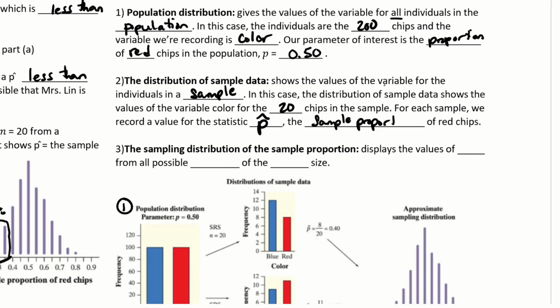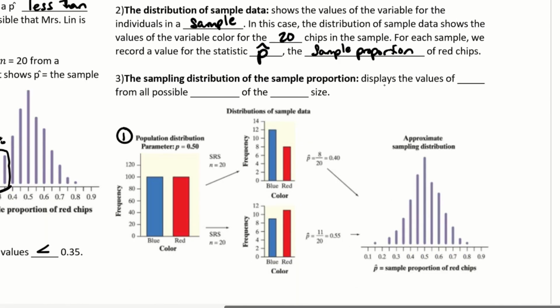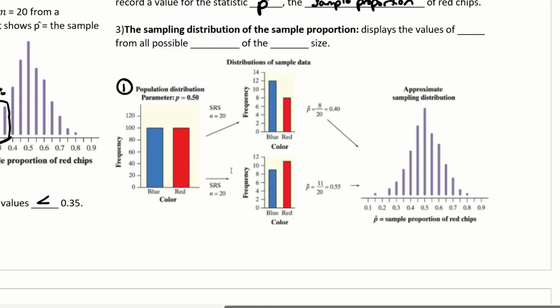Okay, so if Jenna went ahead and picked 20 chips from this population, she could have a p-hat of 8 out of 20, which is 40%. So she could have picked out 8 red out of 20. If she did it again and put the chips back in the bag, shuffled them up, and did it again, she could have 11 red chips, right? Because this is what we refer to as sampling variability, where the samples vary.